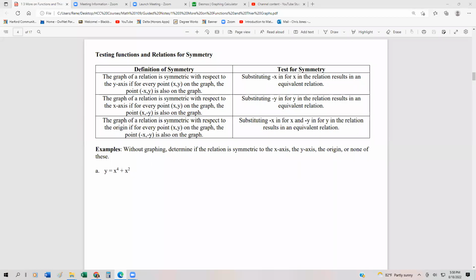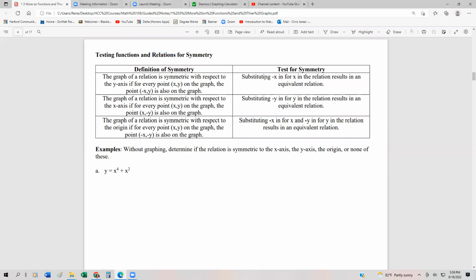We looked in the last video at symmetry for functions. This time we're going to take a look at symmetry with respect to relations. It's actually going to be pretty easy to determine this because the test is very similar to what we did before, except we're going to be plugging in negatives for both x and y. First of all, we're going to have three types of symmetry for relations, but not for functions, okay?